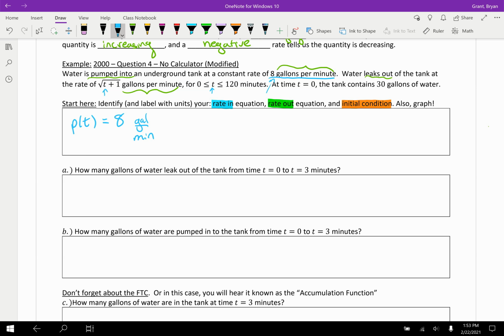All right, what about that rate out? Well, they say water's leaking out, so I'm going to use L. The leak out at some time is given by, they actually gave us an equation here, T plus 1. That's also in gallons per minute.